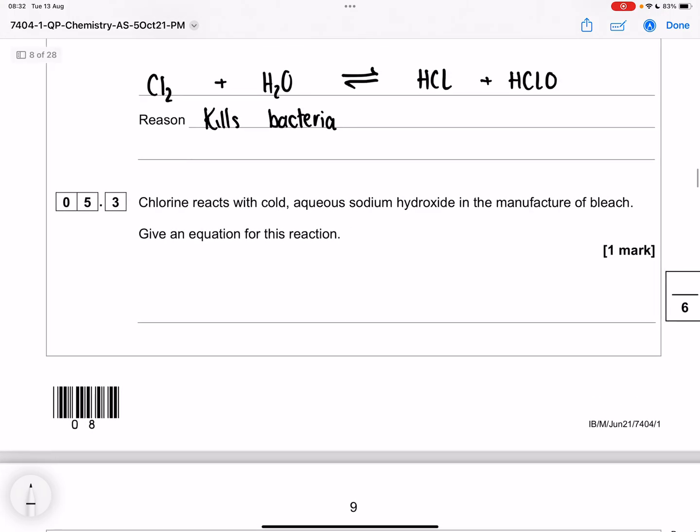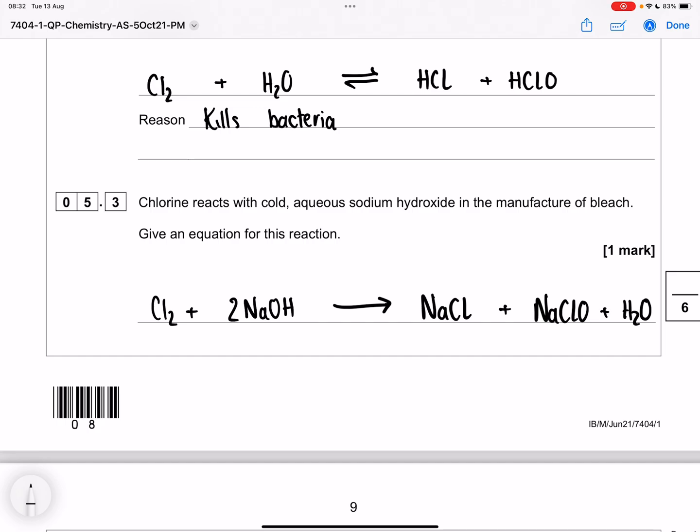Chlorine reacts with cold aqueous sodium hydroxide in the manufacture of bleach. So in this reaction we make sodium chloride, sodium chlorate(I), and when you want to balance an equation it's often going to be water. And you need to balance this out with 2 sodium hydroxides.